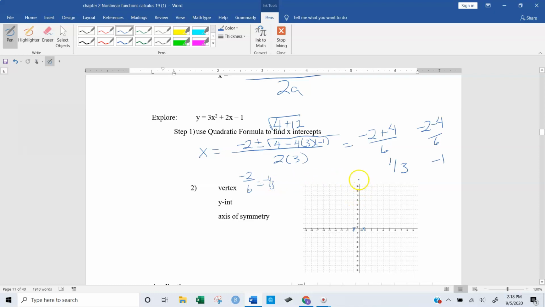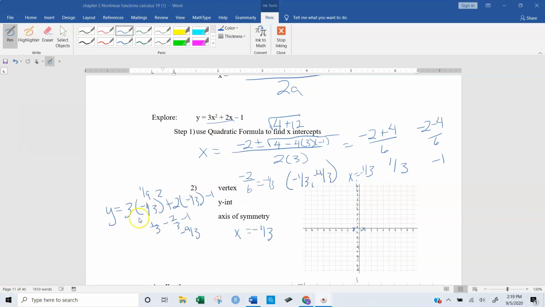So we're going to go to negative 1/3 and draw in our axis of symmetry. Plug that into the original function. Okay, when you plugged it into the original function, which I did over here, you should have gotten a negative 4/3. So we have negative 1/3, negative 4/3. So we are down here for our vertex.